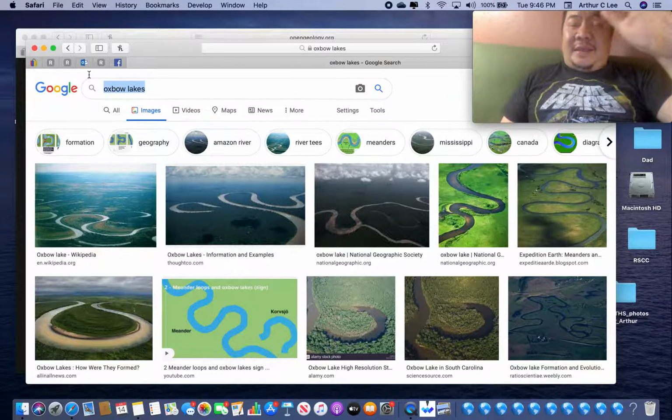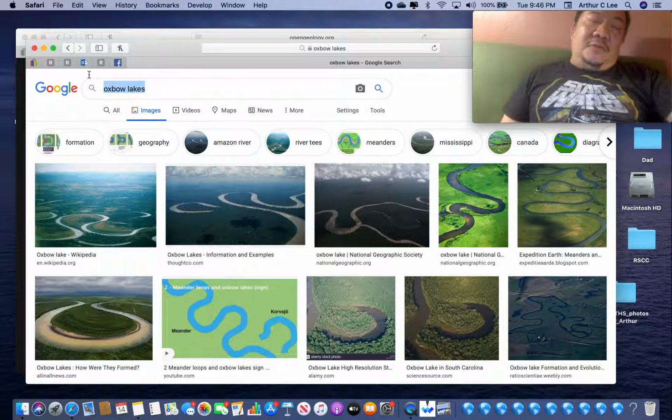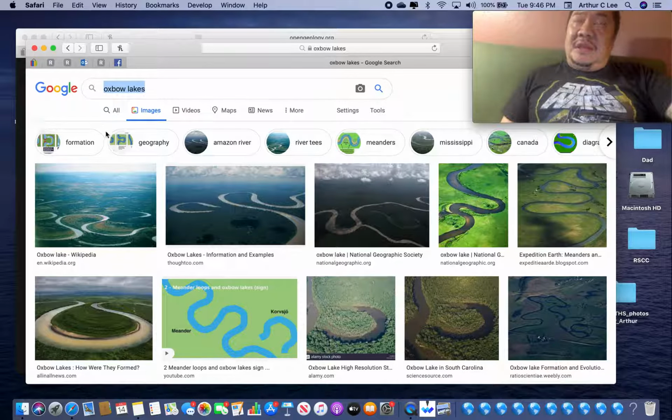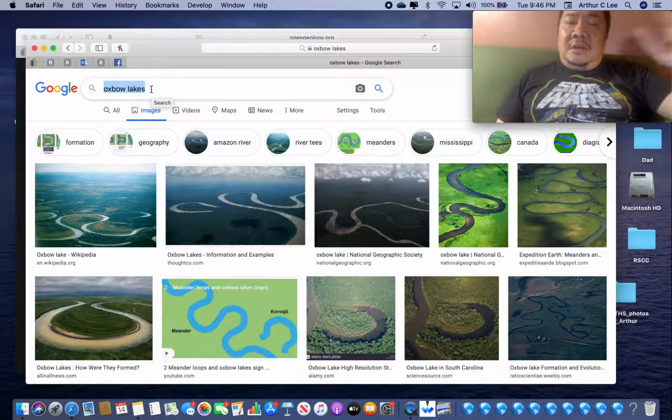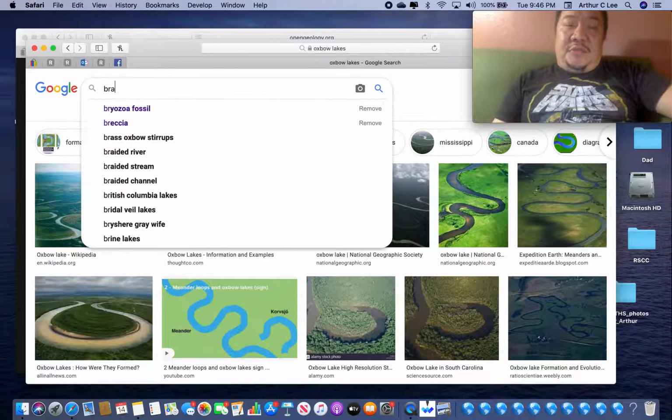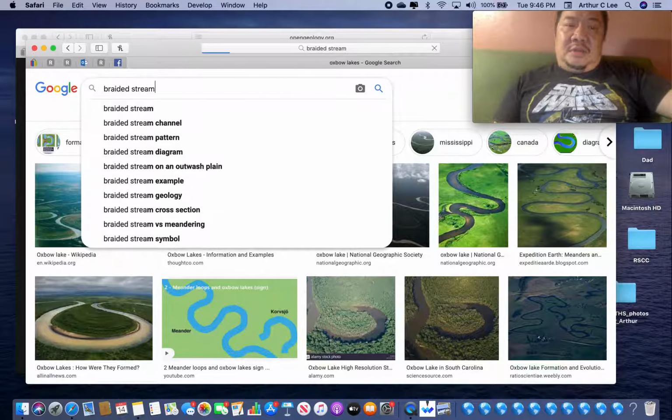We talked about the fact that 90% of the world's rivers are meandering rivers, including the Tennessee, the Arkansas, the Mississippi, the Nile, the Brahmaputra in India, the Yangtze in China, the Tiber in Italy, the Thames in England. They're all meandering rivers. But we haven't talked about the other type, which is called a braided stream. So let me quickly show you what a braided stream looks like.